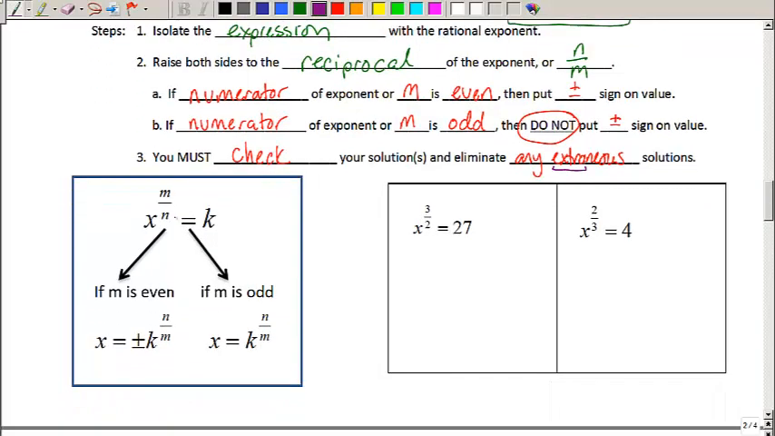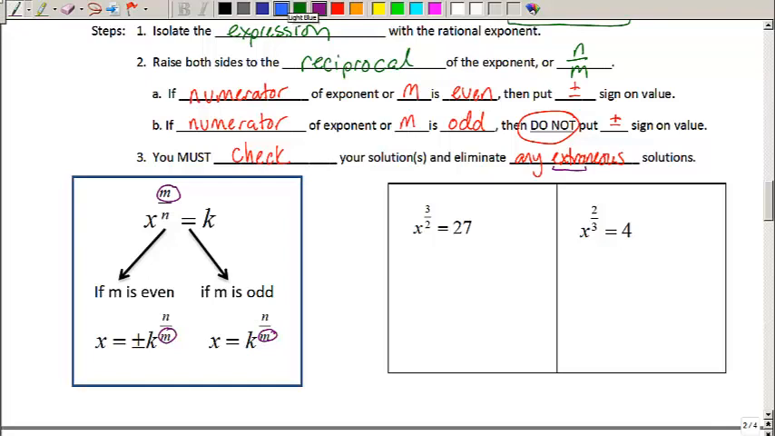Over here we have x to the m over n. This is just a little chart to help you remember. If this m is even, notice the m, when we take both sides to the reciprocal, the m ends up being on the denominator and we have to put the plus or minus. Although if the m is odd, again, it shows up here on the denominator when we take the reciprocal exponent of both sides, we do not take the plus or minus if m is odd.